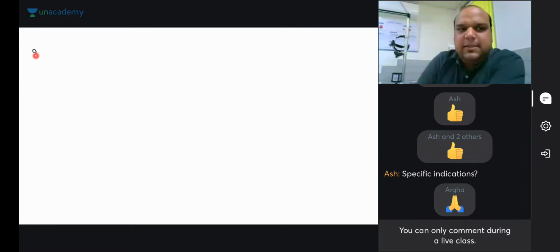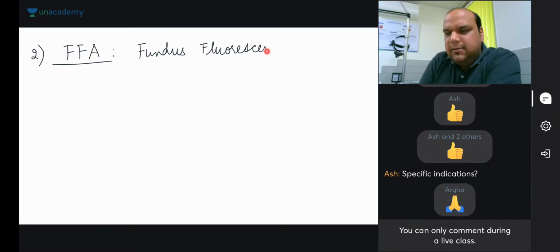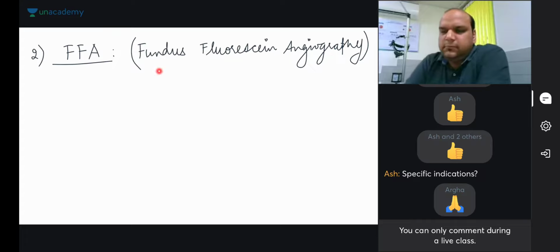Now I will move on to the second investigation that I will discuss as part of retinal investigations, which is FFA. The full form of FFA is fundus fluorescein angiography. Fundus fluorescein angiography.